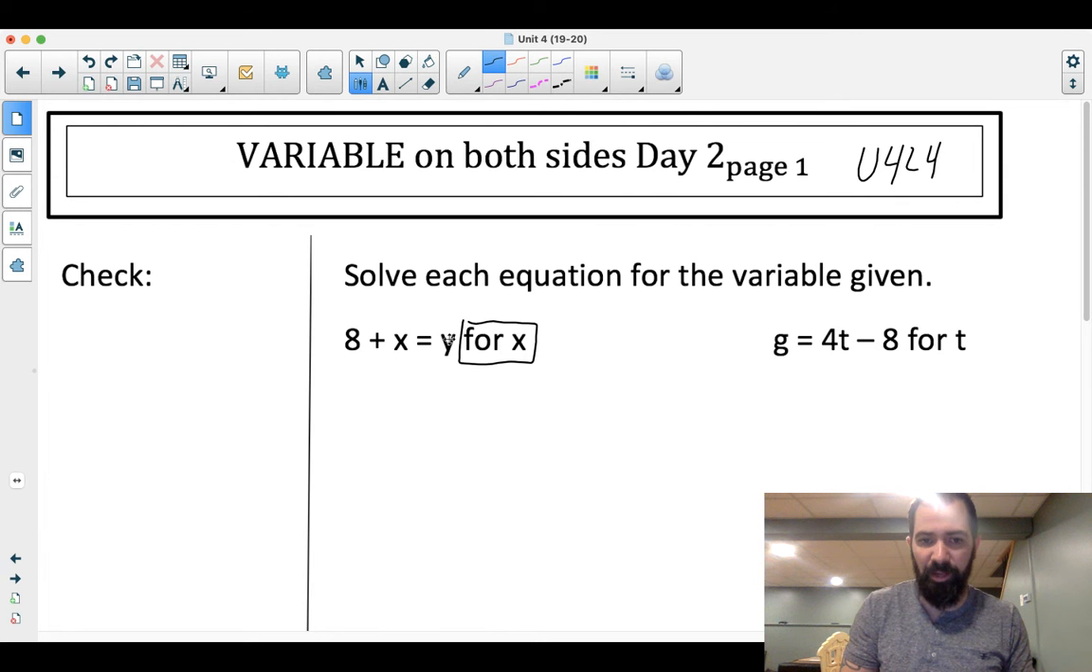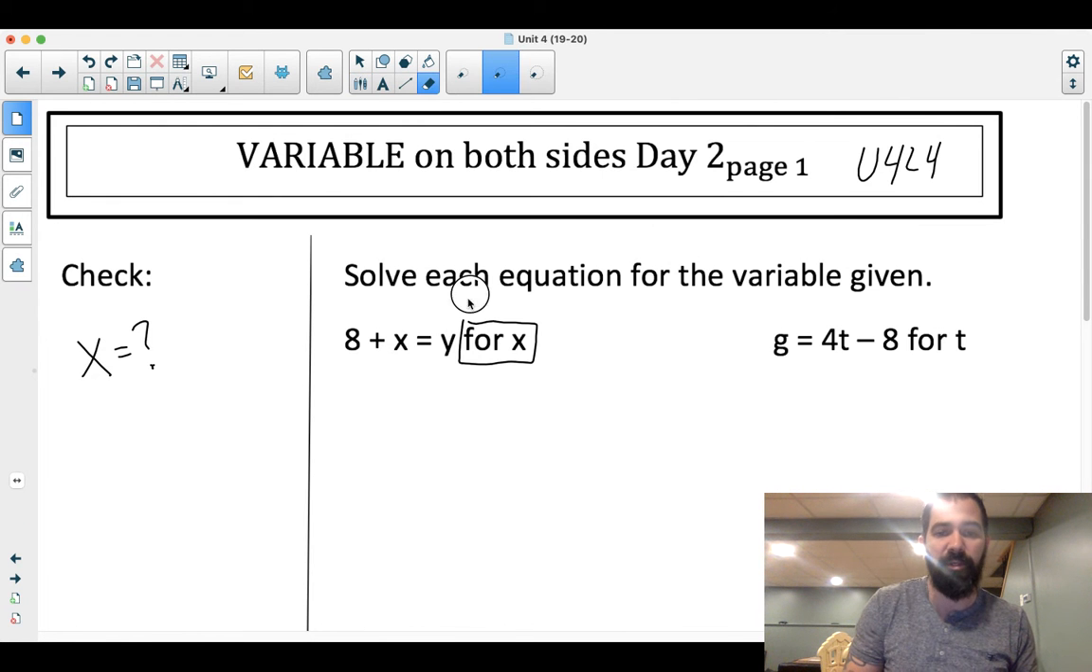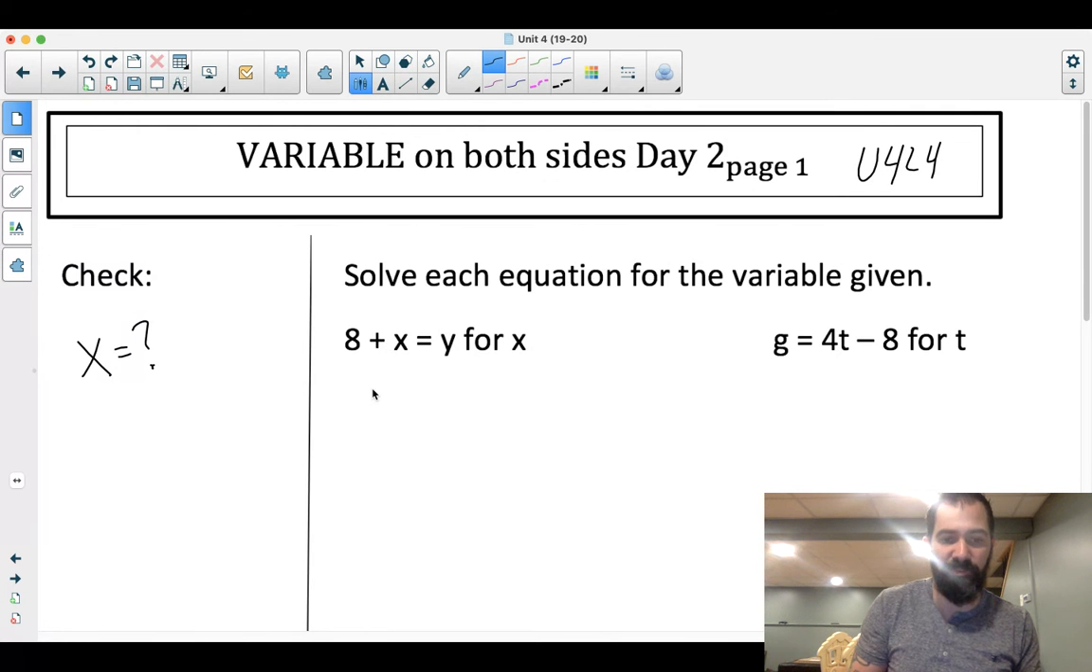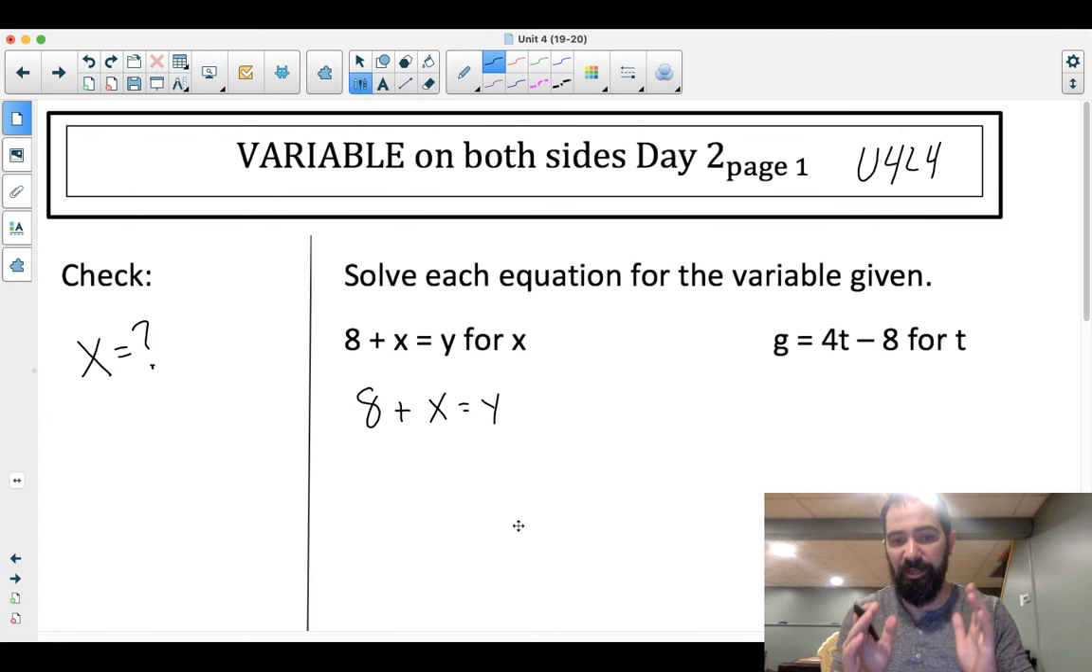There's an x and a y. Right now, y is by itself. So let's get the x by itself. We want to solve for x. We want it to be x equals something. Okay, so let's rewrite that equation just so that we can create some space here. 8 plus x equals y. We want that x by itself. Okay, move everything away from the x.